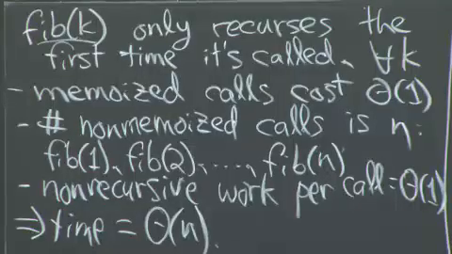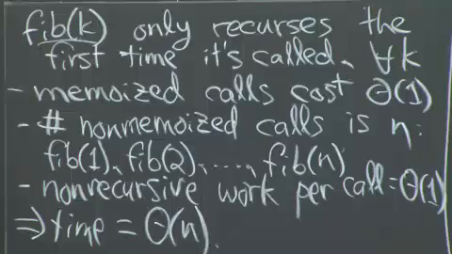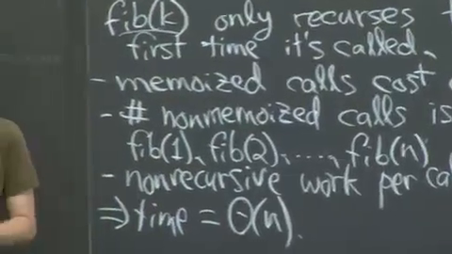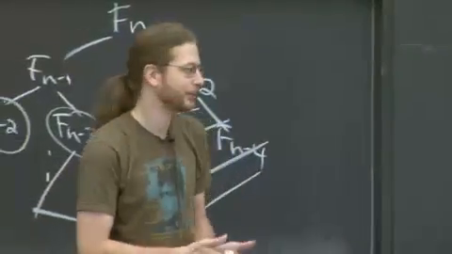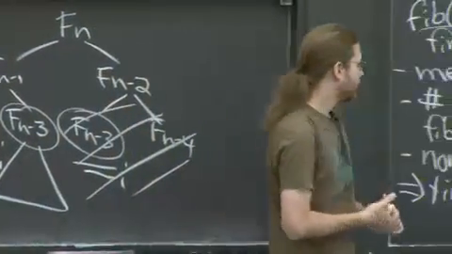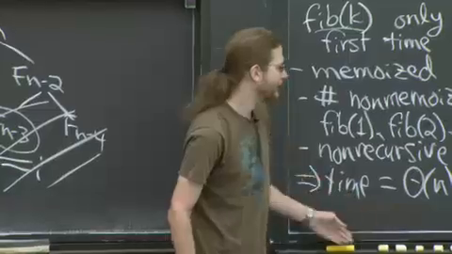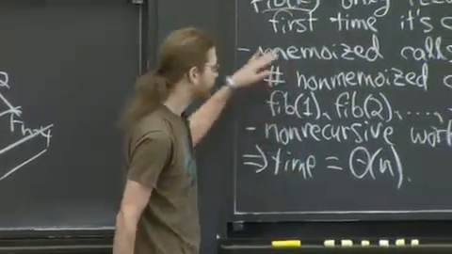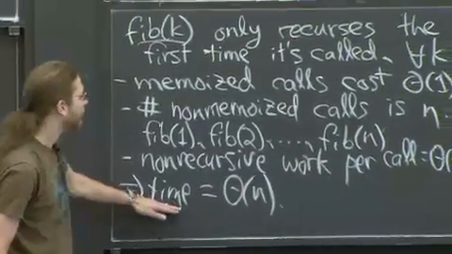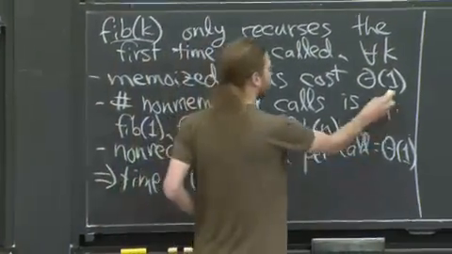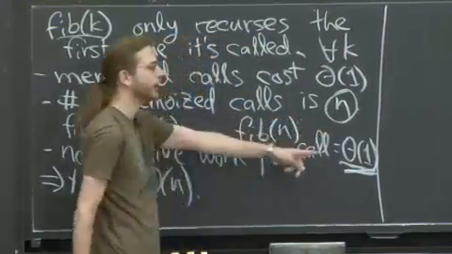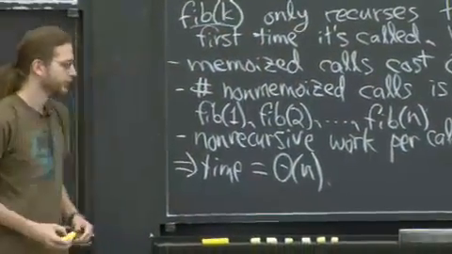This is actually not the best algorithm. This is an aside: the best algorithm for computing the nth Fibonacci number uses log n arithmetic operations. So you can do better, but if you want to see that, you should take 6.046. OK, we're just going to get to linear today, which is a lot better than exponential. So why linear? Because there's n non-memoized calls, and each of them costs constant. So it's the product of those two numbers.